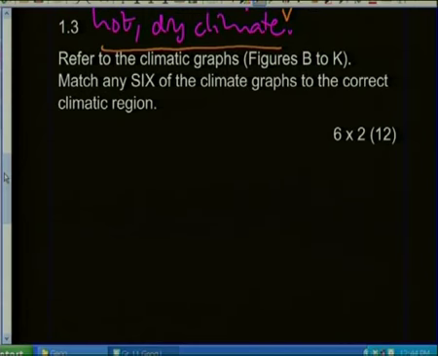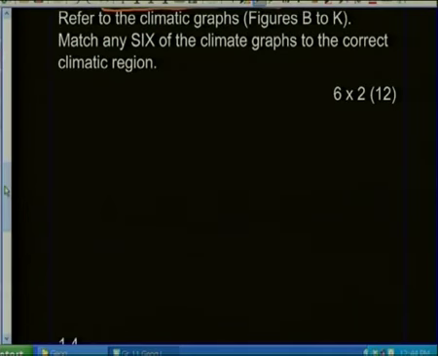It says, refer to climatic graphs, figures B, C, D, E, F, all the way through to K. Match any 6 of the climate graphs to the correct climatic region. All right, so let's see, B, C, D, E, F, G. We only have to do 6, remember, 1, 2, 3, 4, 5, 6. I'm going to do up to G, and we have to say what climatic region they represent.